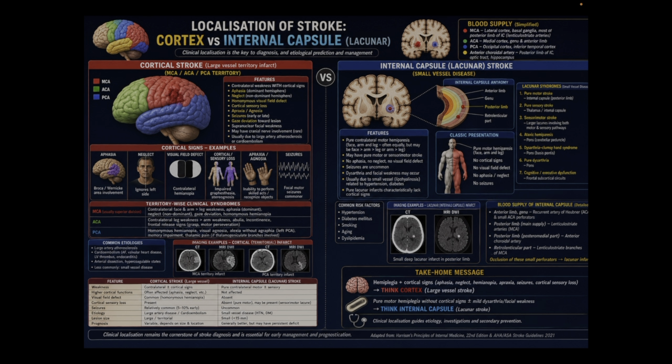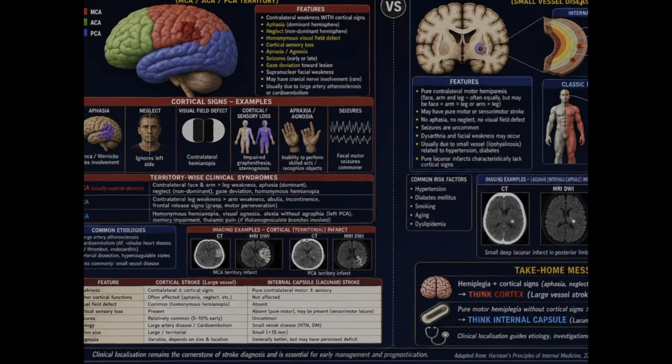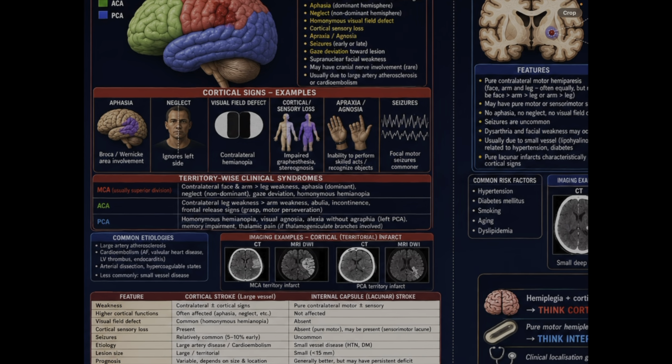Then coming to the vascular territories. In the middle cerebral artery, contralateral face and arm weakness will be greater than the leg weakness. There will be aphasia with dominant hemisphere involvement, neglect in case of non-dominant hemisphere, homonymous hemianopia, and gaze preference to the side of the lesion.